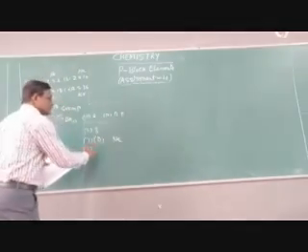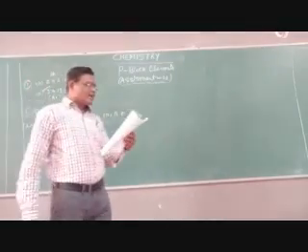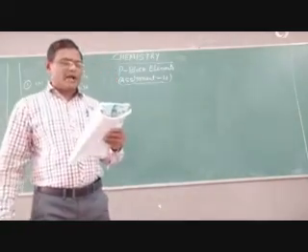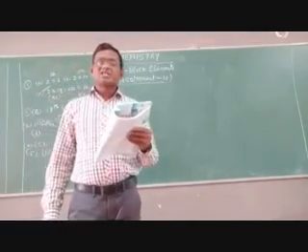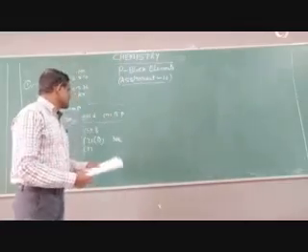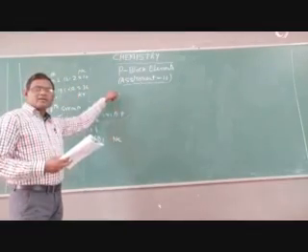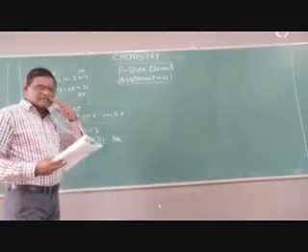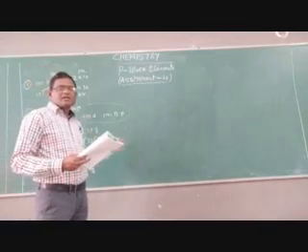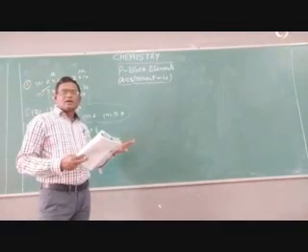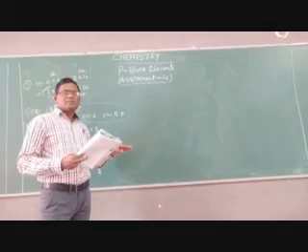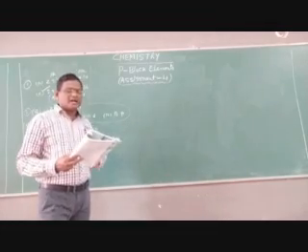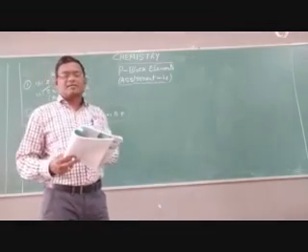Next, children. Question number 8. Which one has the highest boiling point? Already discussed. What happens here? Boiling point increases down the group. That means in the noble gases, the last element, radon, has the highest boiling point. But we are given options of krypton, xenon, helium and neon.